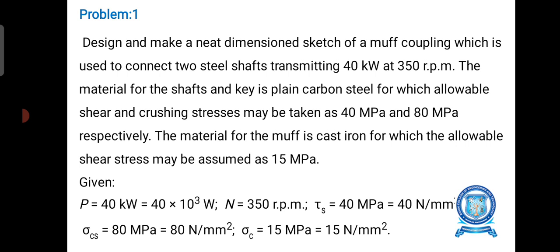What data is given in our problem? P equal to 40 kilowatt, that is 40 into 10 to the power 3 watts. Speed N equal to 350 rpm. Shear stress tau s equal to 40 megapascal, that means 40 Newton per millimeter square, since 1 Pascal equal to 1 Newton per meter square. Sigma Cs equal to 80 megapascal, that is 80 Newton per millimeter square. Sigma C equal to 15 megapascal, that means 15 Newton per millimeter square.